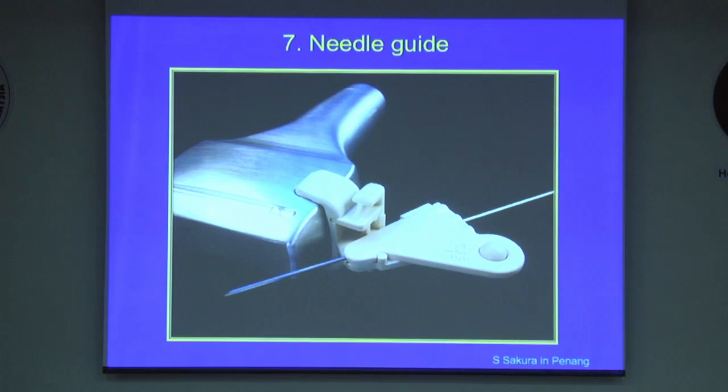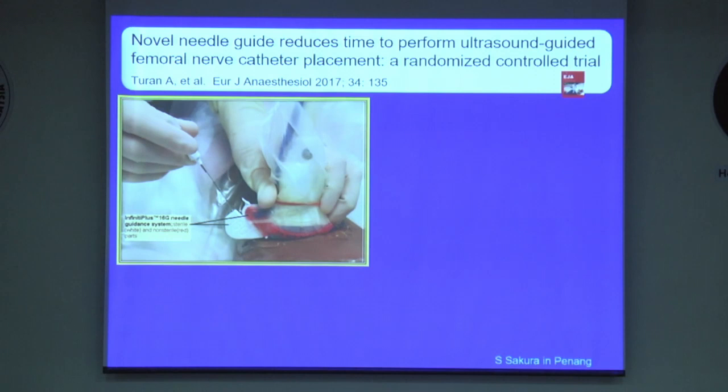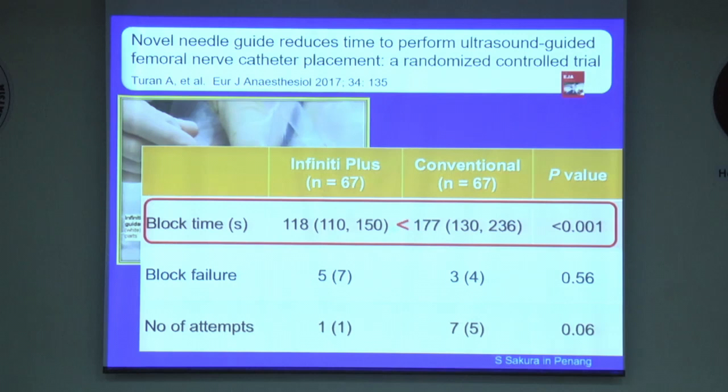Another solution could be the use of a needle guide. Needle guides fix the needle in position relative to the transducer, so it can prevent the needle from deviating from the beam while the needle is being advanced. So you can imagine that this can increase the image quality, especially for inexperienced operators. Actually, this study showed that the use of this needle guide reduced the time to perform ultrasound guided femoral nerve catheter placement. However, there's a downside to it.